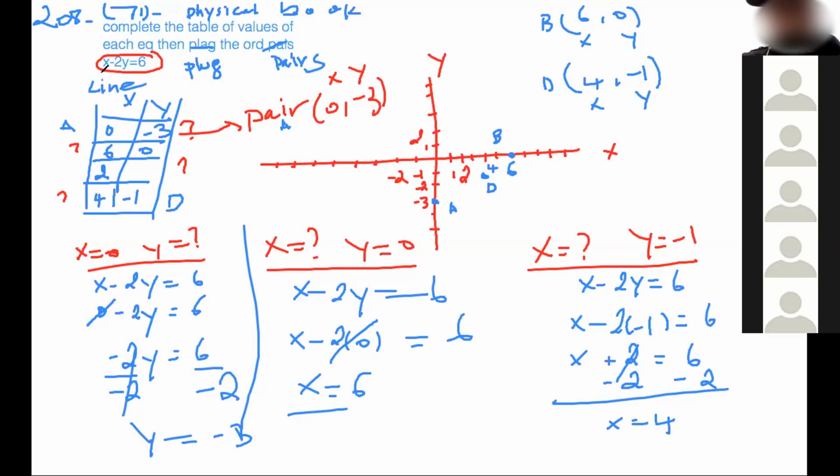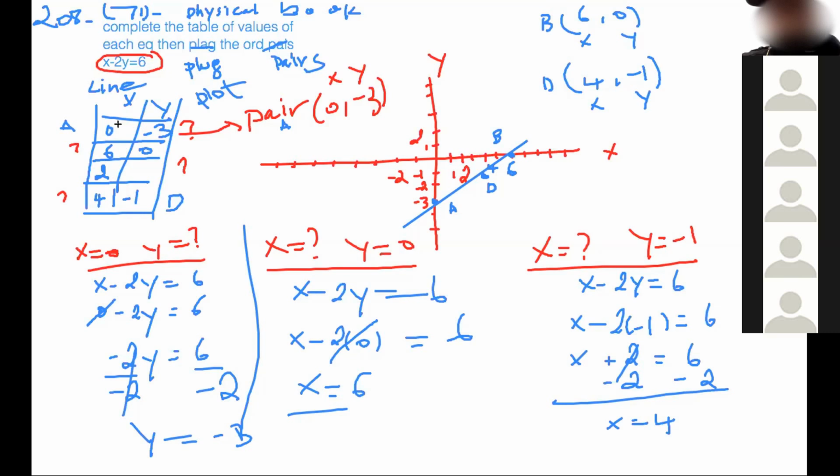So when you plot all your points, they end up on the same line. Let me see if we can draw a straight line. So it goes like this. Let me redo it. So kind of like this. Okay, so the line goes through these points.